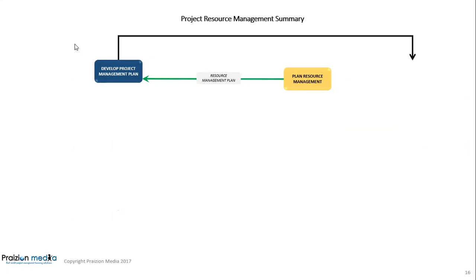For example, develop project management plan, when it gets all of those subsidiary plans, outputs the project management plan, and that becomes an input to many other processes, including those in resource management. For example, acquire resources. The project management plan is an input there.